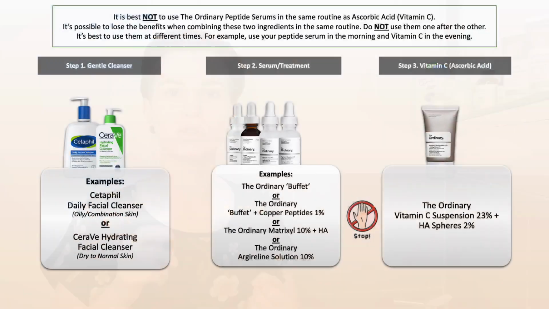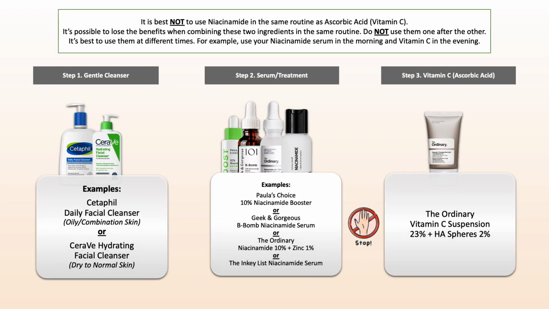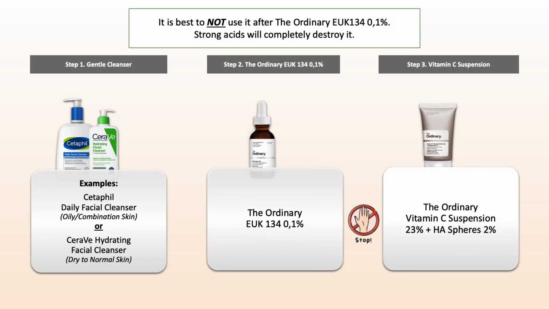So this would be, first of all, The Ordinary Peptides. Please do not use The Ordinary Peptides in the same routine when using the vitamin C suspension. Use your peptide in the morning, your vitamin C suspension in the evening, and then there you go. Same applies with niacinamide, keep them separate. You can use them on the same day, just not in the same routine. And then lastly, you have EUK. So please do not use The Ordinary antioxidant EUK in the same routine when using your vitamin C suspension. The other antioxidants like resveratrol and ferulic acid and pycnogenol are fine, but with EUK you really have to keep in mind that it's going to conflict with the vitamin C suspension.